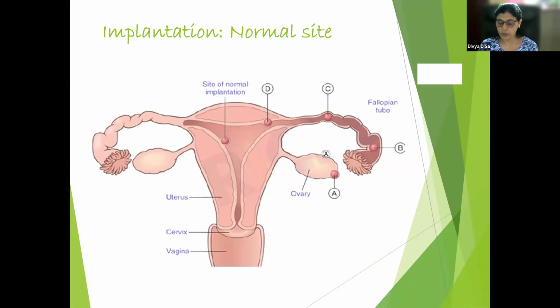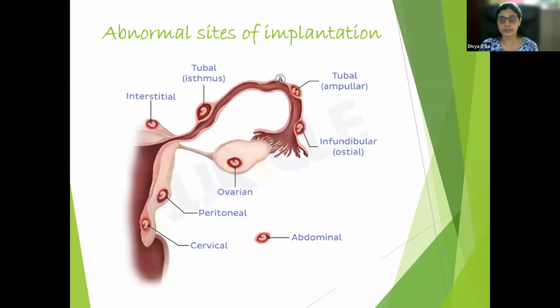Then coming to abnormal sites. This is very important: abnormal sites of implantation. So where are the abnormal sites of implantation? It can be uterine or extrauterine. In the uterine, it can take place in the fallopian tube. Fallopian tube is a part of the uterus, right? So it can take place in the fallopian tube, in the infundibulum, in the ampulla, and in the interstitial part.